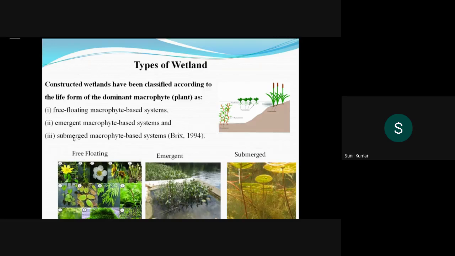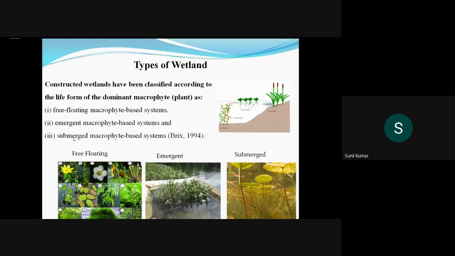In the emergent macrophyte system, the plant goes from the bottom and comes above the water surface. Some plants can go up to 2.5 or 3 meters, though normally they grow between 1.5 and 2 meters. There are some species, alligator weed they call it, which can come up to that level.